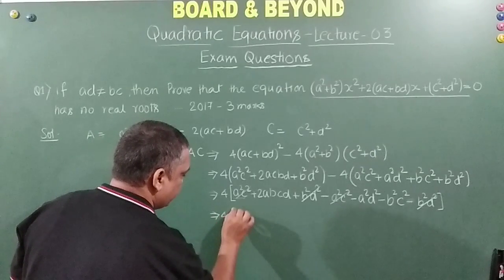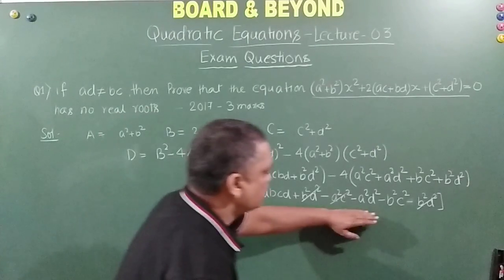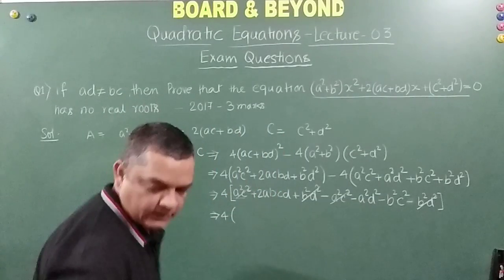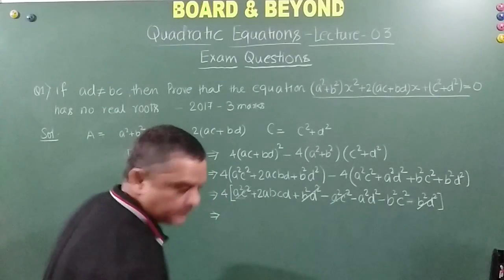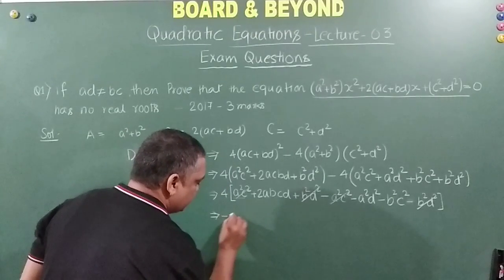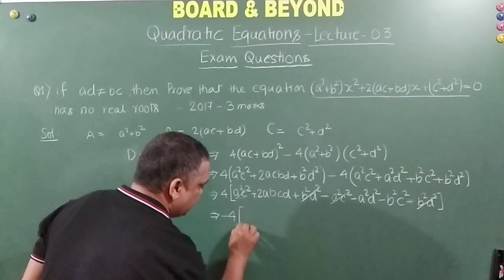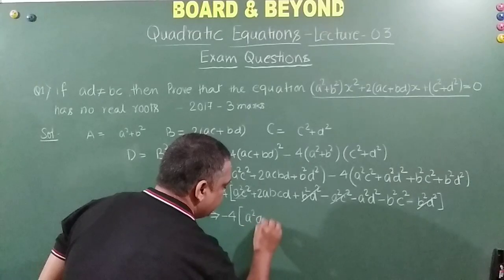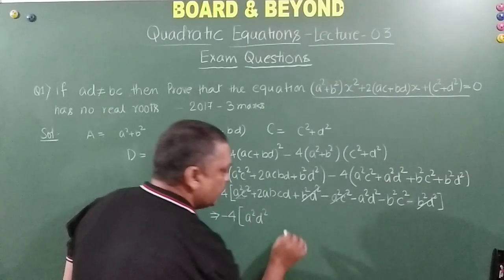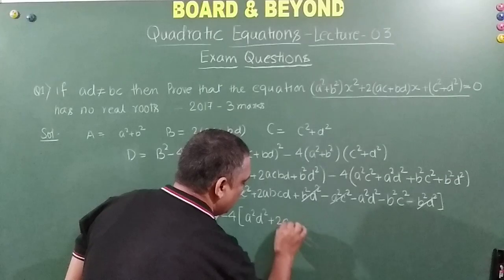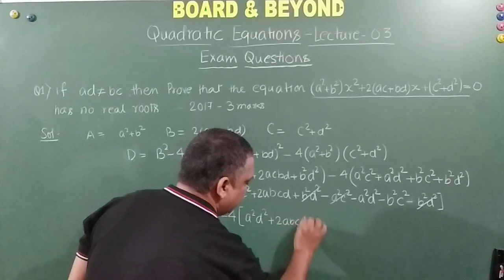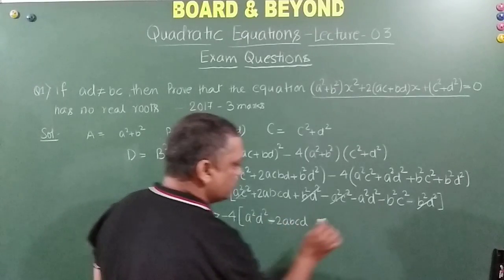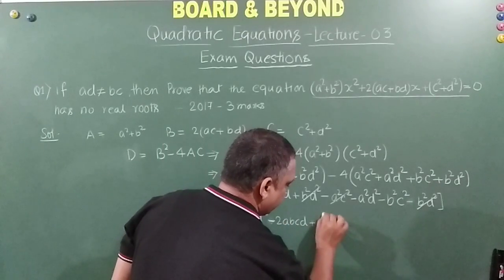Which is equal to 4. So what I will do, my friends, is that I will take minus out here. Okay, let's do that. So that will make a little more sense. I will take minus out and 4 as it was there. So what happens is this term becomes positive now. A square d square, okay, plus 2abcd minus, because since I have taken minus out, and this becomes plus b square c square.